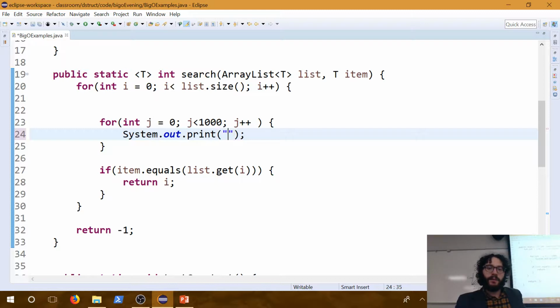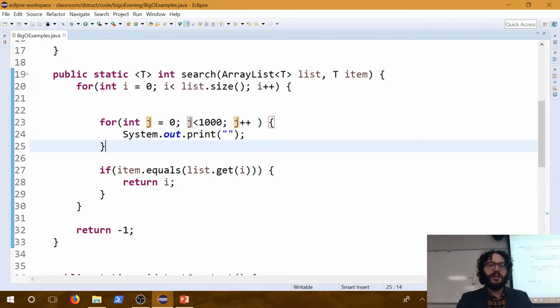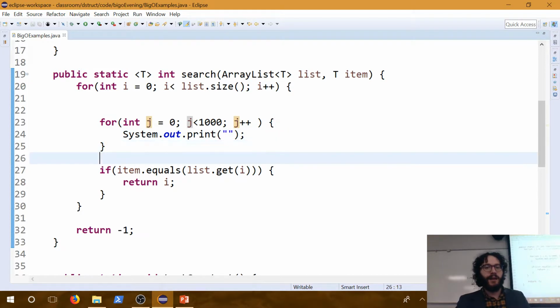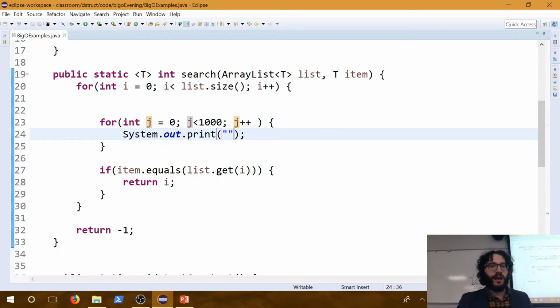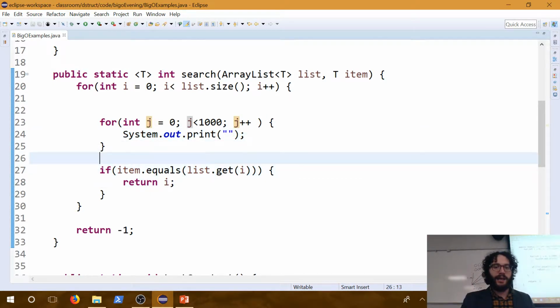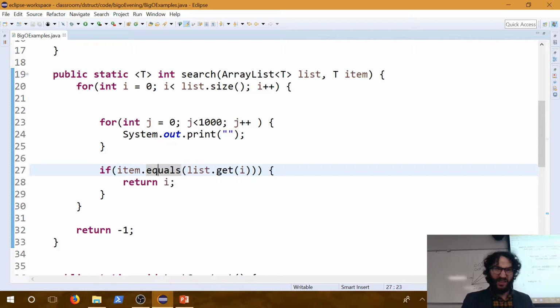So here I'm just printing out. I'm not using println because that would be a bit obnoxious. Instead, I'm just printing out a bunch of empty strings, and this is simply going to eat up time. So essentially, for each item in the list, I do 1,000 print operations, and then I get the item, and then I check if it's equal to something. So that's about 1,002 operations.